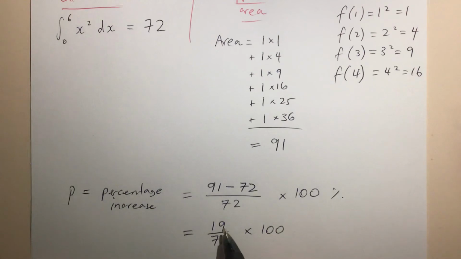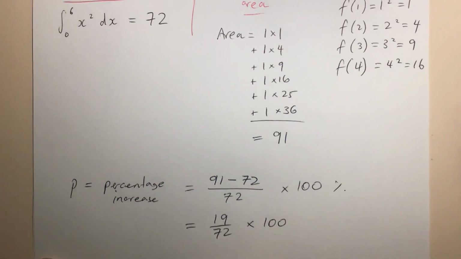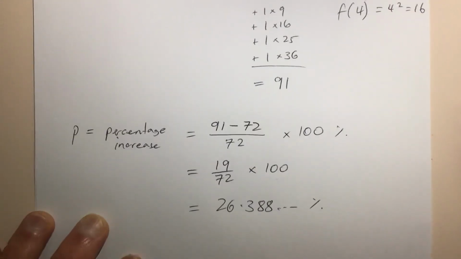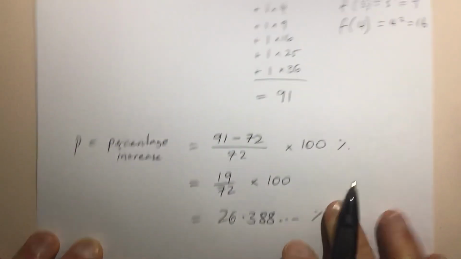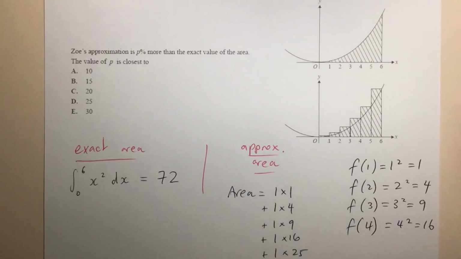So we've increased by 19. The starting amount was 72. 19 as a percentage of 72 is, again, chuck it into your calculator, 26.388 repeated. So that's our value for p. The question said, what's it closest to? Well, it's closest to 25%. Okay, so in this one, the correct option is D.